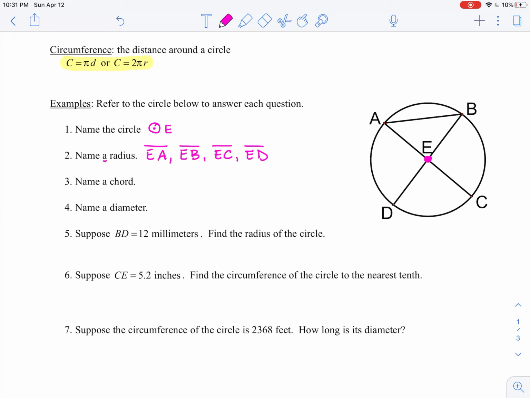Question number 3, name a chord. A chord starts and stops on the circle. There are 3 of them in this picture. One is AB, another chord AC, and the last one BD. Of those chords, 2 of them are diameters because 2 go across the circle and cut through the center. They are AC and BD.